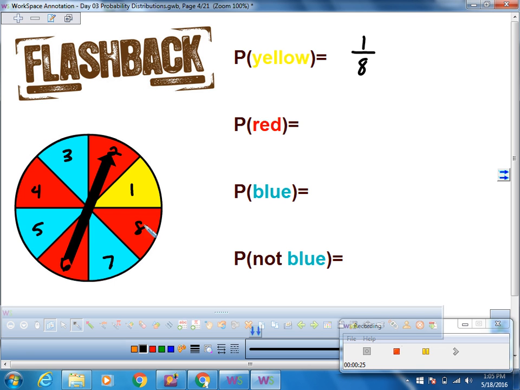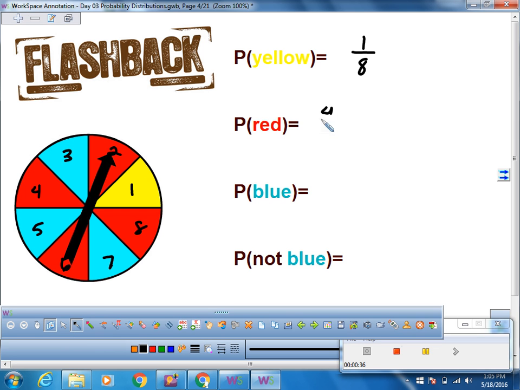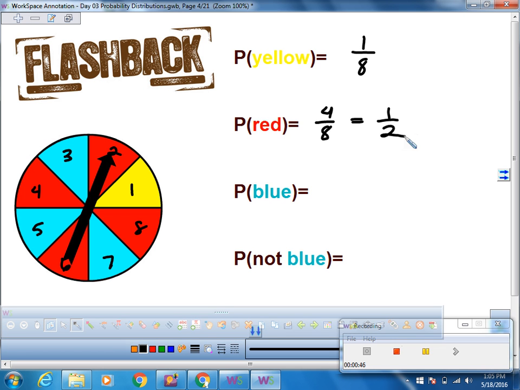Now the probability of my red. See that? 1 half. How did you get 1 half? Because I got 4 eighths of the sides. I have 4 out of 8 of those pieces, which simplifies to 1 half. Good. What about my probability of my blue? 3 out of 8. 3/8, just counting, right?